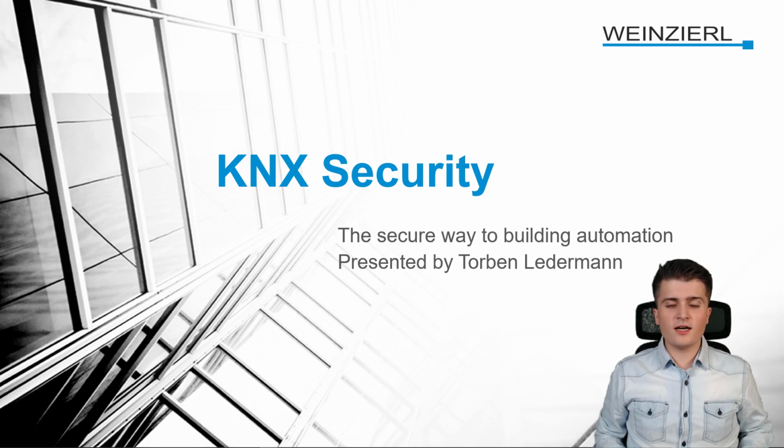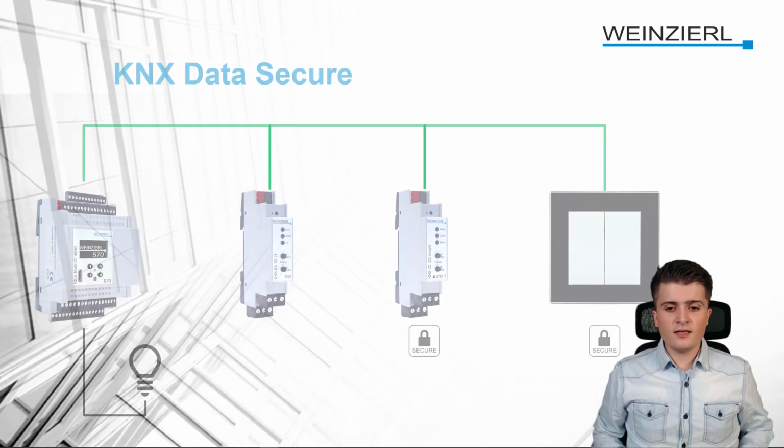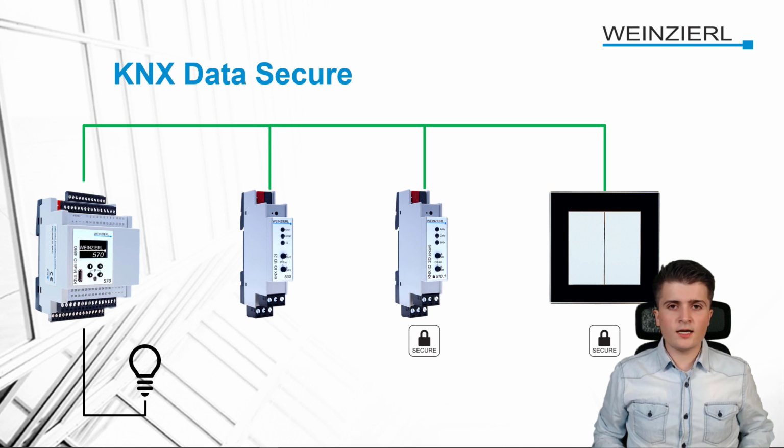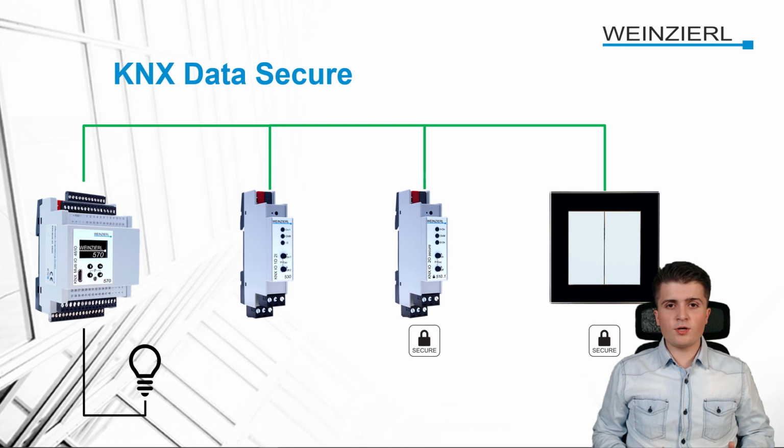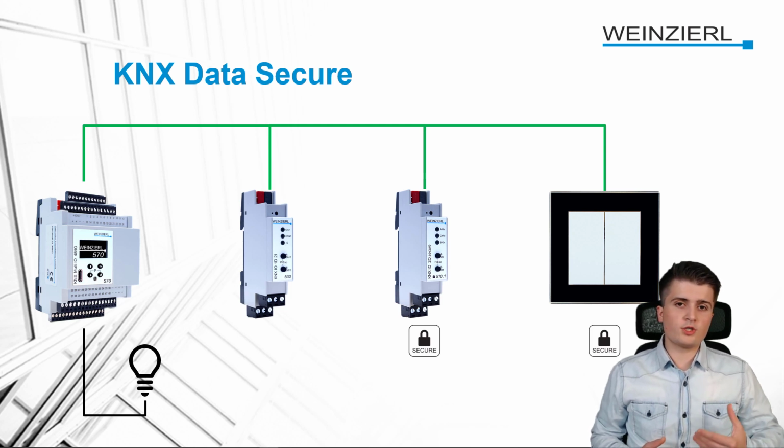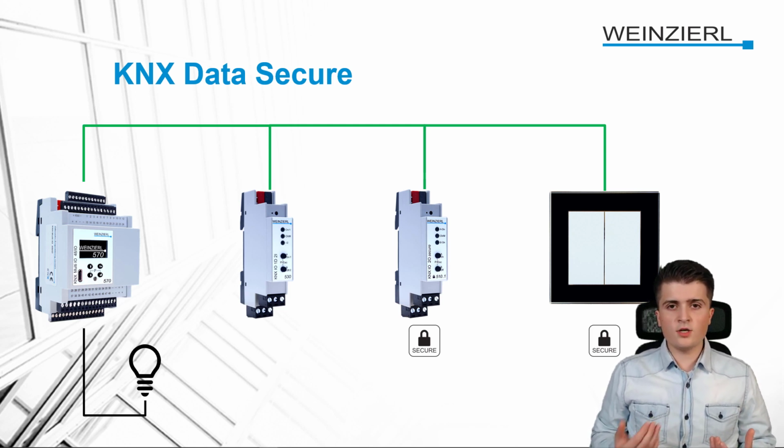Therefore, first of all, I have prepared a little example. Here in this little KNX network we have a KNX multi-IO 570, a KNX switching actuator 530, then a KNX switching actuator 510.1, which supports Secure, and a match 55 push button sensor, which also supports Secure. So you can see we have a KNX network that consists of components which support Secure and that don't support Secure. And this isn't a problem at all.